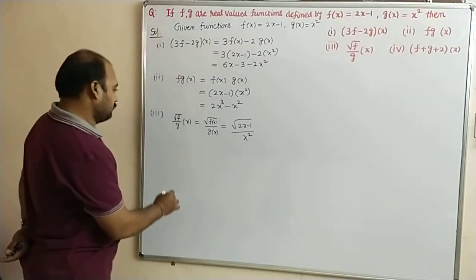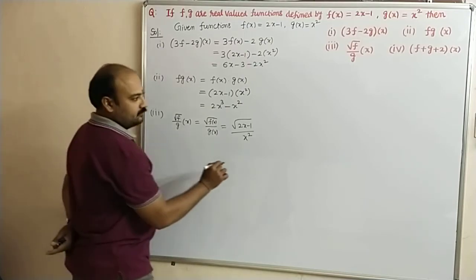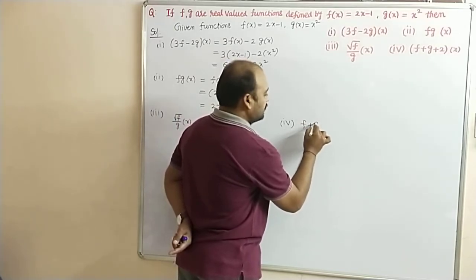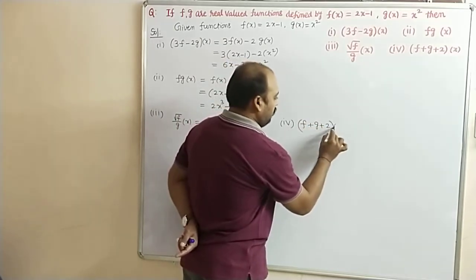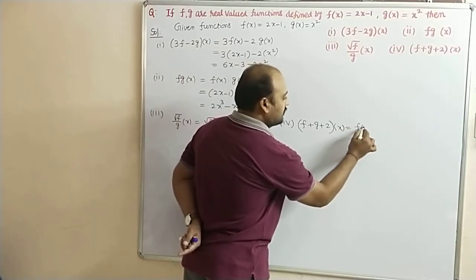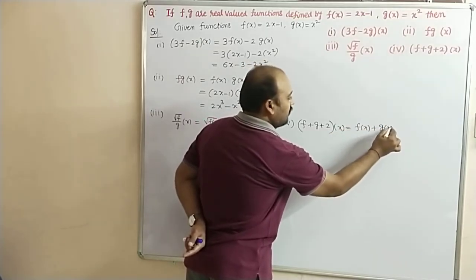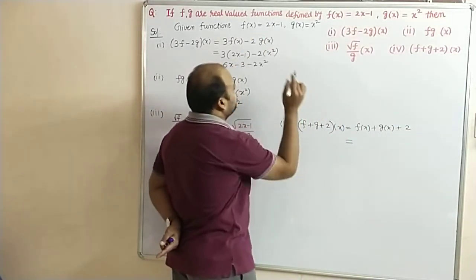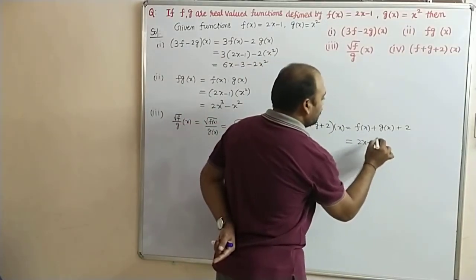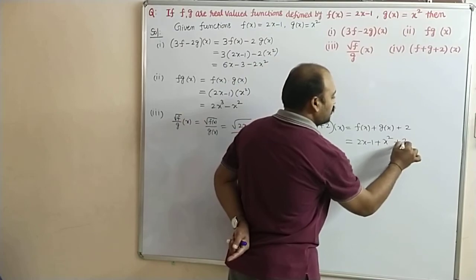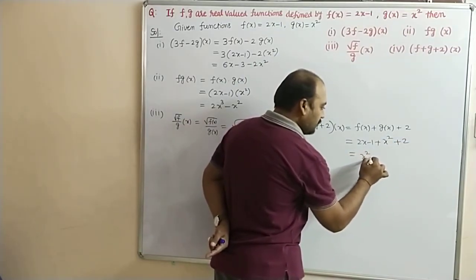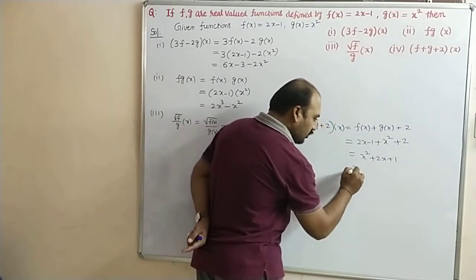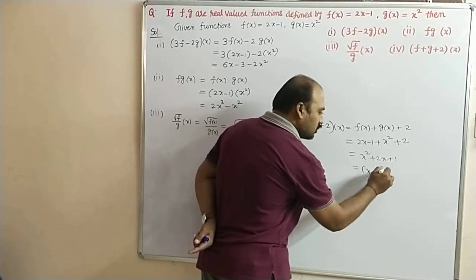Now fourth one, f plus g plus 2 of x. f of x plus g of x plus 2 of x, means constant here 2, which is equal to f of x is 2x minus 1 plus g of x is x squared plus 2. So now x squared plus 2x plus 1, x squared plus 2x, 2 minus 1 is 1. So we can write as x plus 1 whole square expansion also.